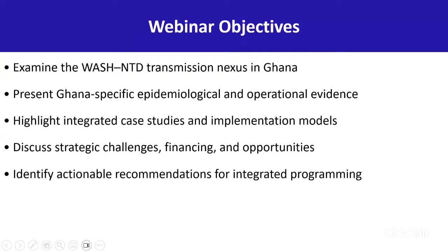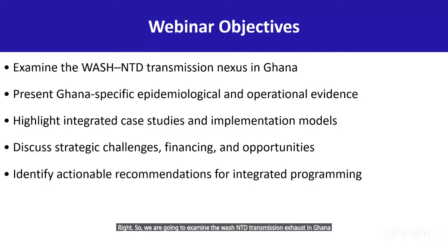Right. So we are going to examine the WASH-NTD transmission nexus in Ghana, present Ghana-specific epidemiological and operational evidence, highlight integrated case studies and implementation models, discuss strategic challenges, financing and opportunities, and identify actionable recommendations for integrated programming.